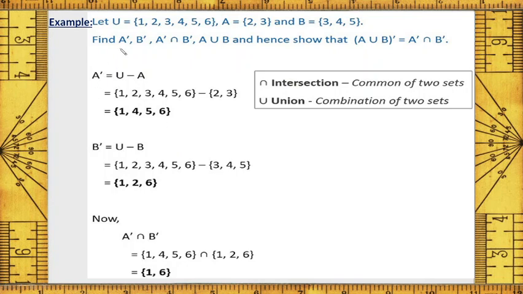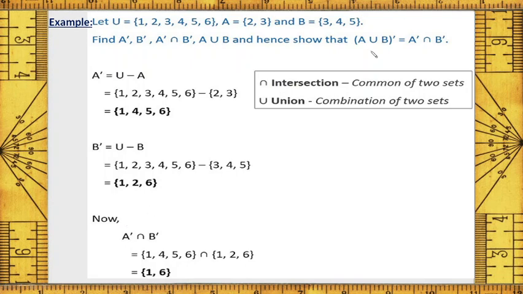So first of all we have to calculate A complement. So U minus A, universal set minus set A. So we will subtract the common elements 2 and 3, and 1 4 5 6, this is A complement. Then we have to find out B complement. So U minus B, again we will subtract the common elements 3 4 and 5. So the answer is 1 2 and 6.